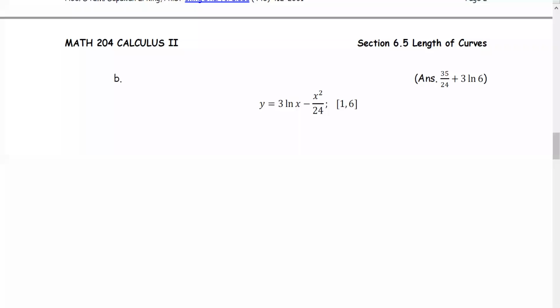In part B, the function y is 3 times natural log of x minus x squared divided by 24, from 1 to 6. So a is 1 and b is 6. The function y is 3 times log x minus x squared over 24. The arclength L equals the integral from a to b, or 1 to 6, of the square root of 1 plus y prime squared with respect to x.